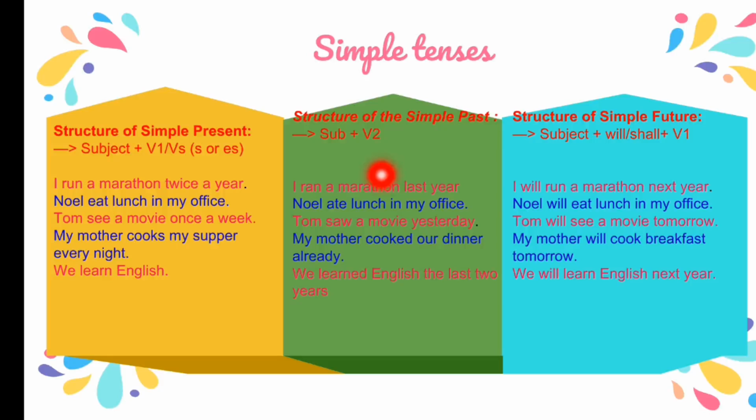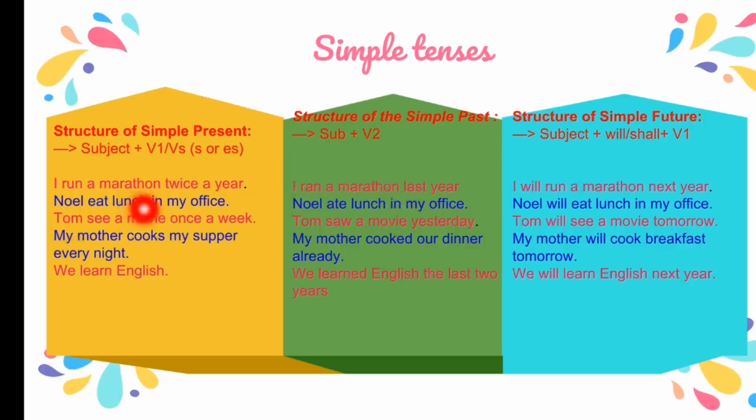Subject plus V2 form of the verb is used over here, past tense, right? That is simple past. But here it may change, subject plus V1 or Vs. We have to use it according to the subject. If it is singular, we can use Vs form, and if the subject is plural, we have to use V1 form of the verb. So the following are examples of simple tenses, how we can write one sentence in simple present and change it into simple past and simple future.